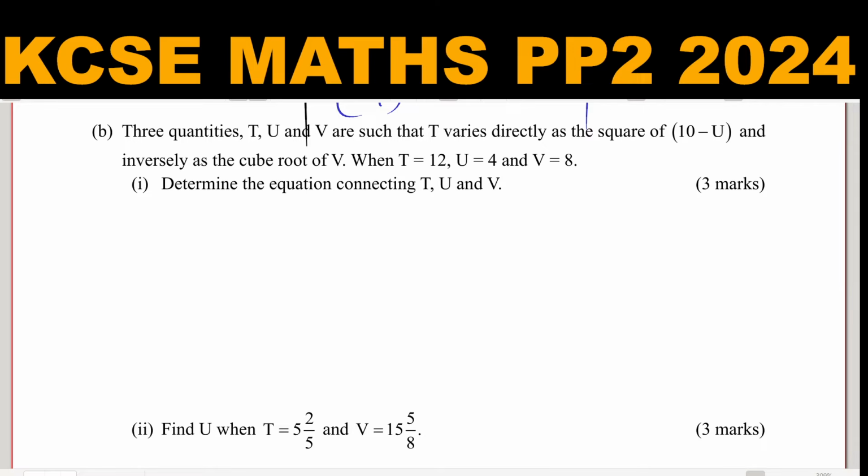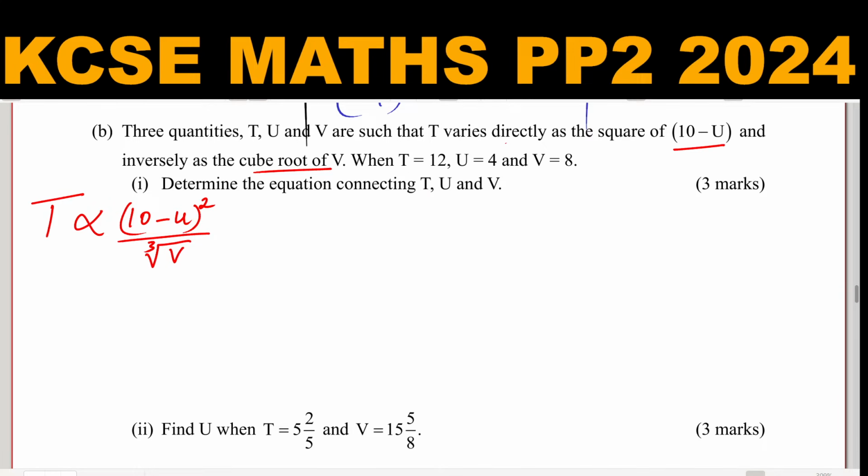So this is another type of variation, direct variation. So T, U, and V. T varies directly. This is a sign of proportionality. It varies directly as the square of 10 subtract U. So 10 subtract U, square of that. And inversely, to divide as the cube root of V. The cube root of V.